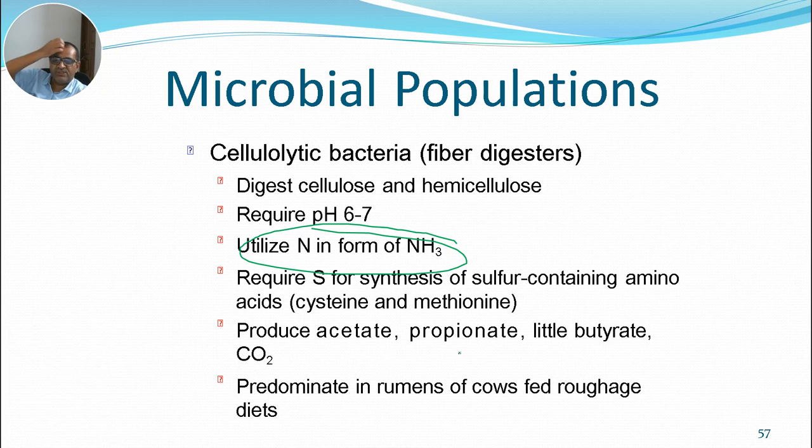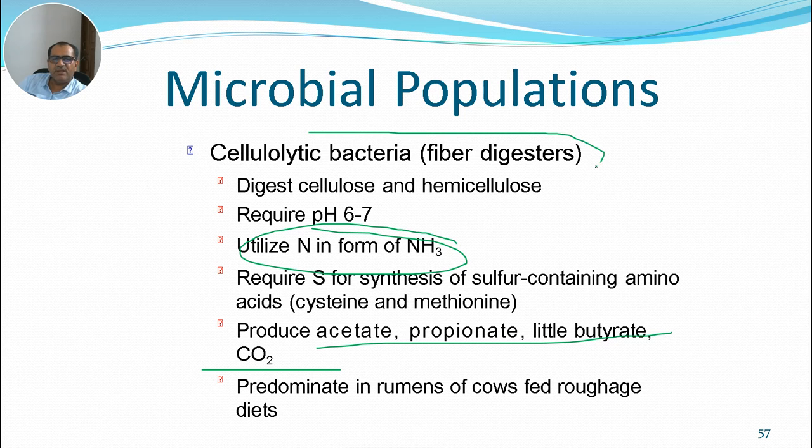Then they produce acetate, propionate, and butyrate, the volatile fatty acids, to some extent with carbon dioxide. They predominate in ruminants of cows fed roughage diets, and they are important in fiber digestion.